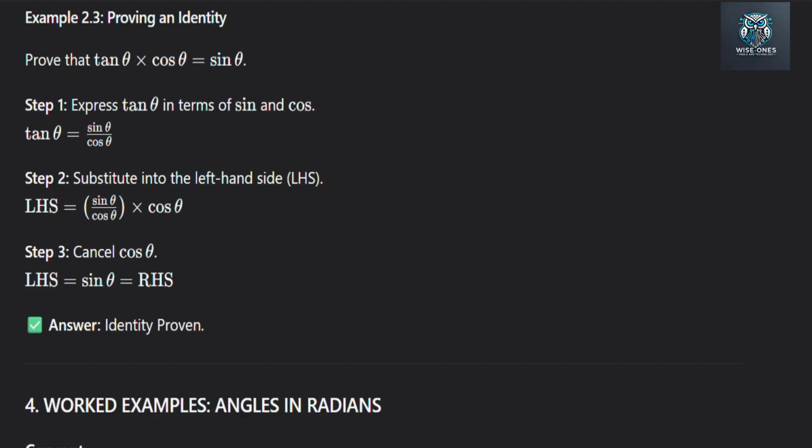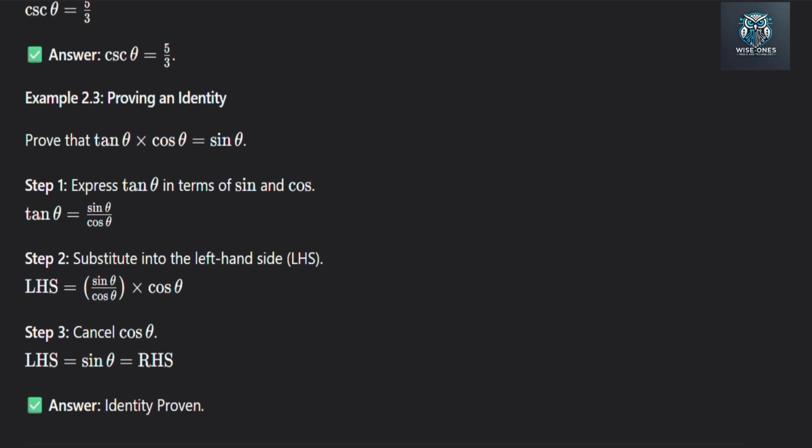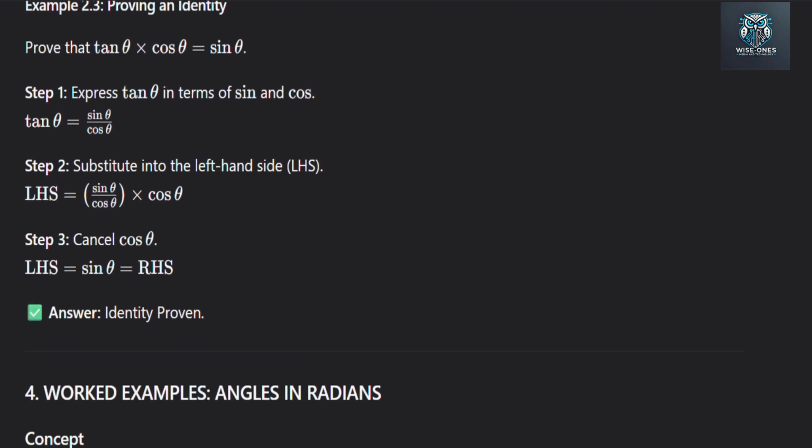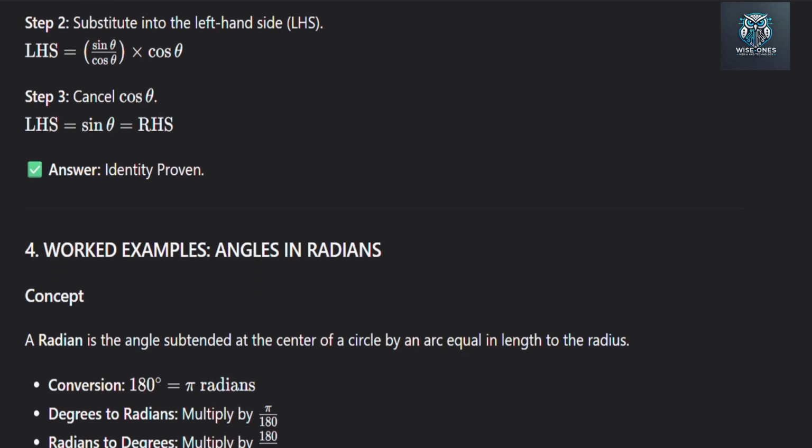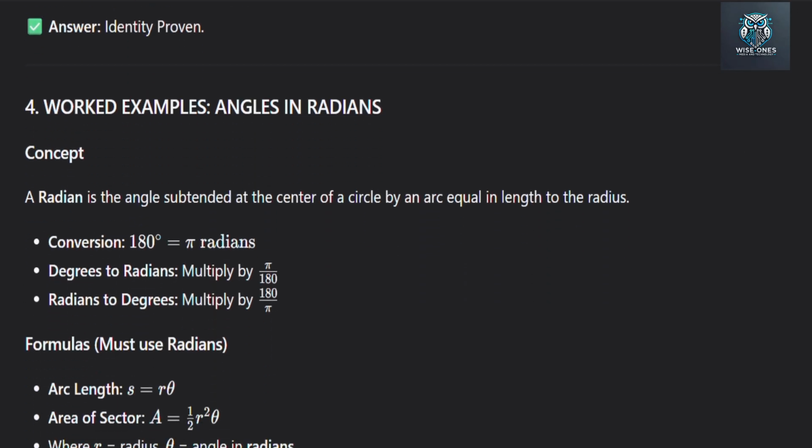Step 3. Cancel cosine theta. The cosine theta on the bottom and the cosine theta on the top cancel each other out. So we are left with just sine theta. This equals the right-hand side. Answer, identity proven. This shows how the ratios are connected.